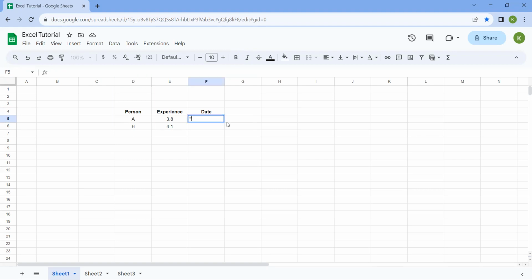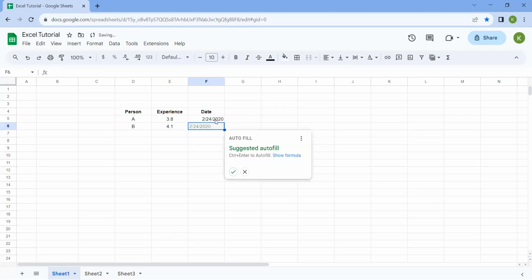The formula is equals to EDATE, open bracket, TODAY, open and close the bracket, and then the total number of months that we have to reduce to get the date. 3.8 years means 3 years, which is 36 months, plus 8 months. So 36 plus 8 is 44 months. So we will subtract the 44 months from today's date. The formula is saying that we are applying the EDATE formula, and we are subtracting 44 months from today.